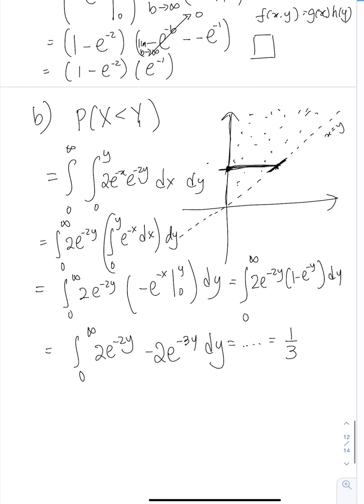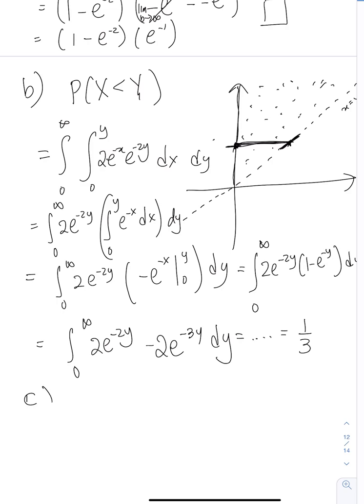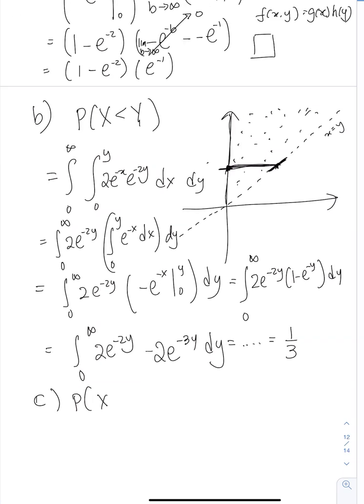Lastly, part C, you're asked, what is the probability of x being less than a? Well, what do you have? Let's draw a line x equals a. And what is the region? The region that you need to integrate the joint density over is that. So what will that be?